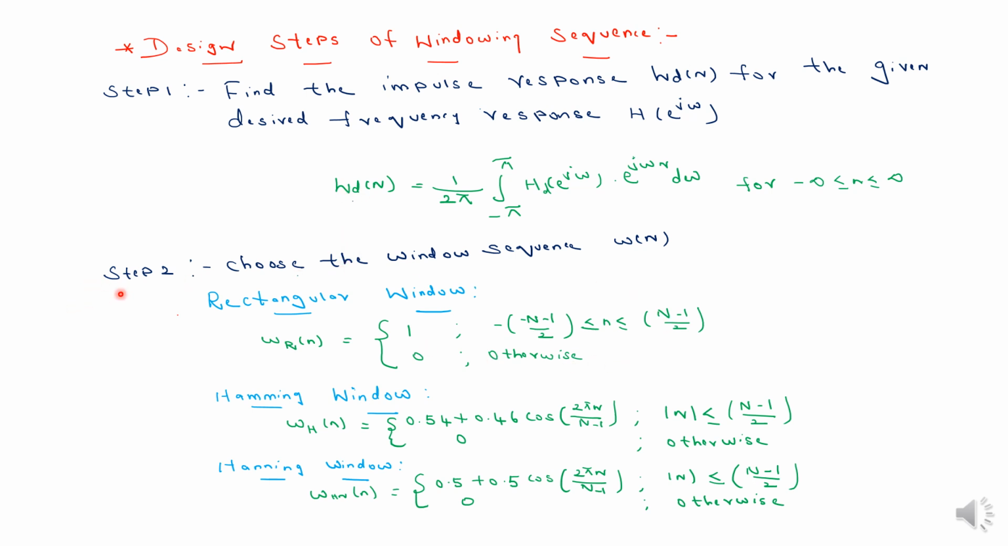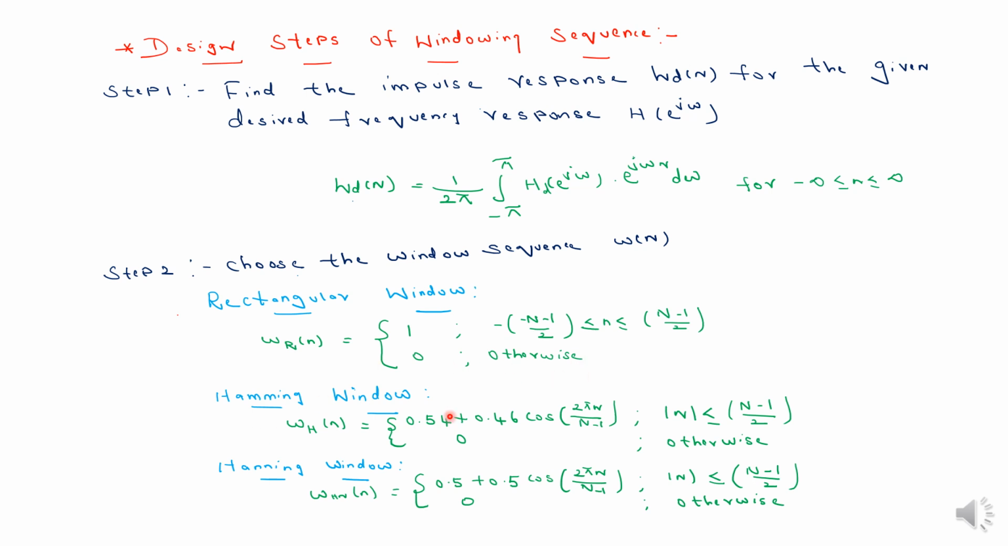This is step number 2. There are various windows available. The rectangular window is represented by w suffix r of n, and it is mathematically given by 1 for n ranging from minus (N minus 1) by 2 to plus (N minus 1) by 2, and its value is 0 for any other value of n.